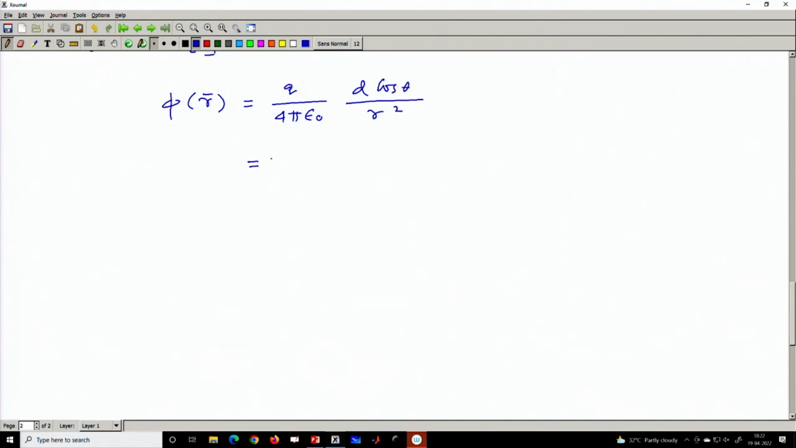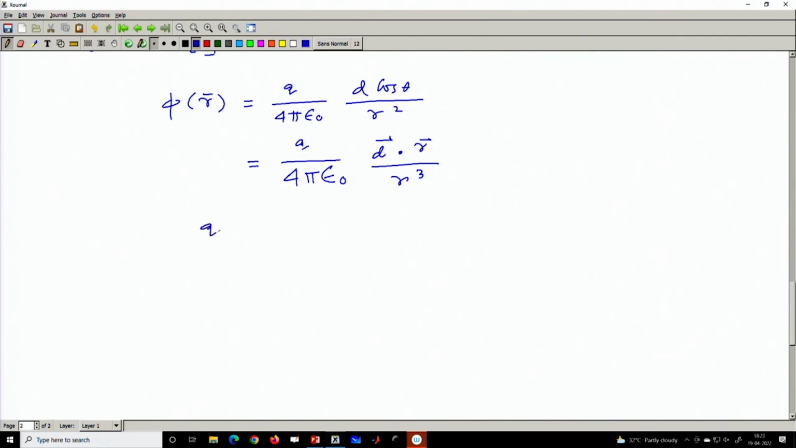Now, this term I can write as per my convenience. So, I can write it in a vectorial form. Even though phi is a scalar quantity, the right hand side makes use of this cos theta, and I can write q divided by 4 pi epsilon 0 and then d dot r divided by r cube. Now, d dot r gives us the value d r cos theta, and r cube is there, so it will cancel out to make r square.